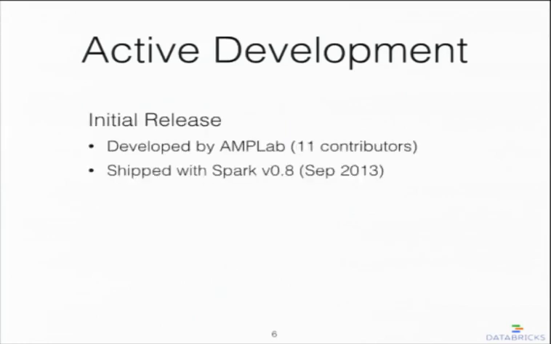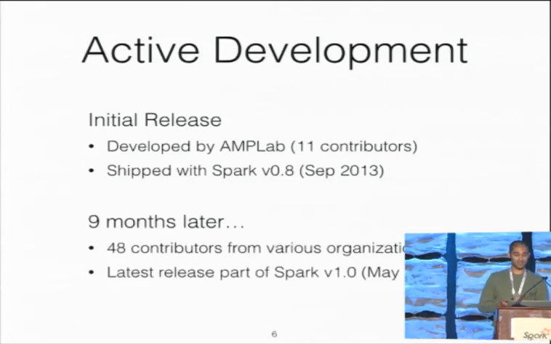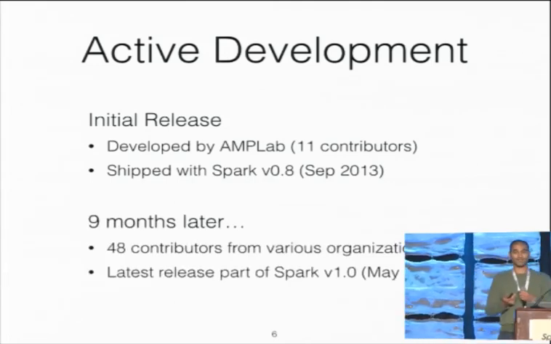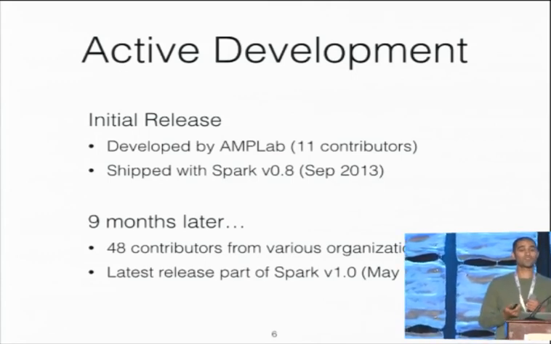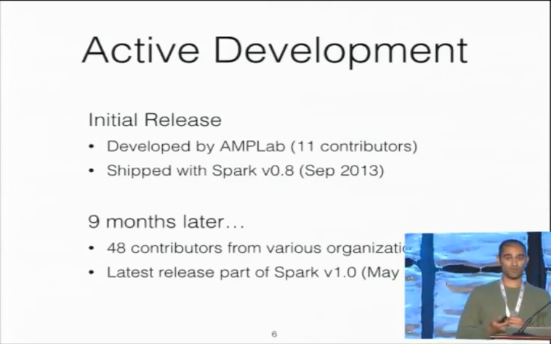Okay, so as I mentioned, the first release of MLlib was an offshoot of the MLBase project, developed predominantly by the AMP Lab with a small number of contributors. It shipped last fall as part of the Spark 0.8 release. But it's been really incredible to see the rapid development of it in just the last 9 months. Fast forward 9 months, we have more than quadruple the number of contributors. The latest release was included in Spark version 1.0 with a lot of additional functionality.